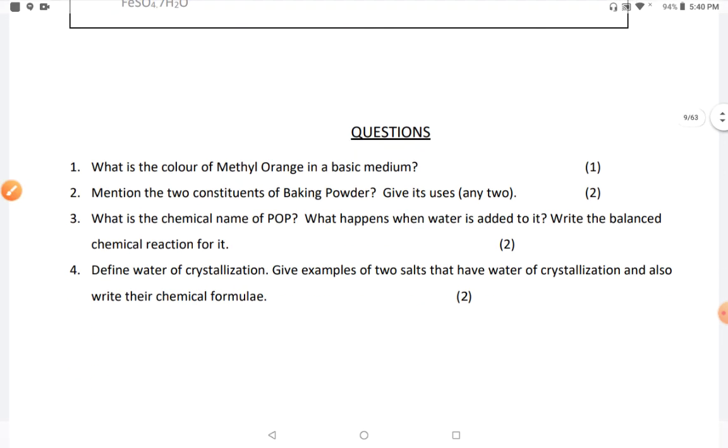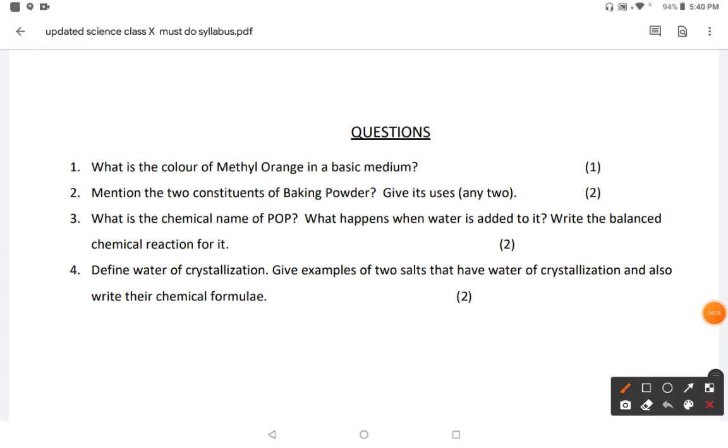Now on the basis of these topics we have some questions. Discuss this question: What is the color of methyl orange in the basic medium? You have done it in the previous part. Mention the 2 constituents of baking powder: one is baking soda, the other is mild tartaric acid. What is the chemical name of POP? That is calcium sulfate hemihydrate. What happens when water is added to it? It is converted into gypsum. Write the balanced reaction; you can also see the previous part. Define water of crystallization; we have studied about it. Give 2 examples of salts that have water of crystallization and their chemical formulas. Then you can write gypsum, copper sulfate CuSO4 5H2O, washing soda Na2CO3 10H2O.